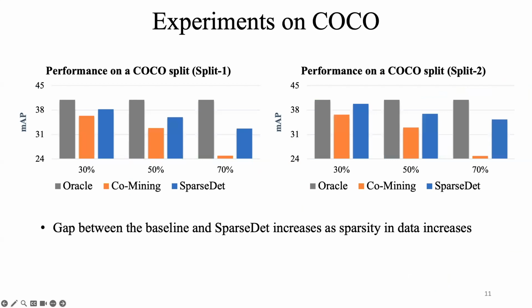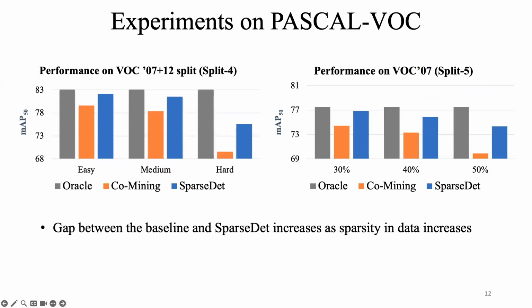Moving on to some quantitative results. The x-axis here is sparsity in data and y-axis is mAP. Out of 3 splits on COCO, we show results on 2 splits. It can be noted that we improve over the existing work in all cases and are especially effective in high sparsity settings. Similarly, here we show results on 2 splits on Pascal VOC dataset. Again, we show improvement across splits and sparsity and show that we are especially good at high sparsity level.